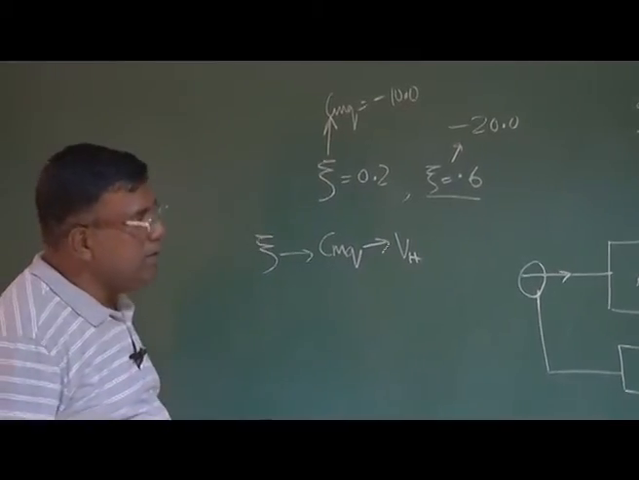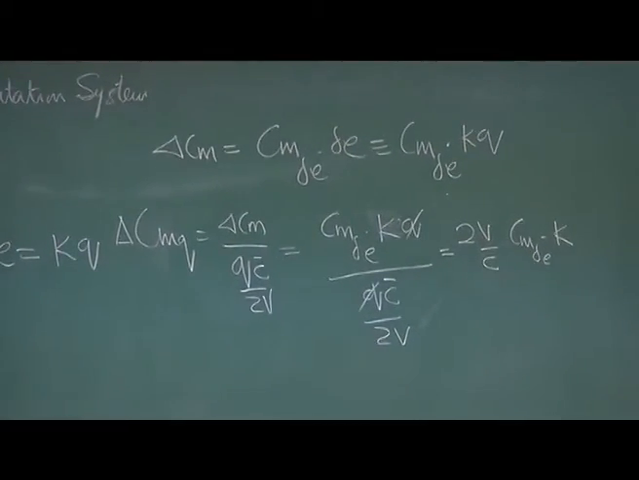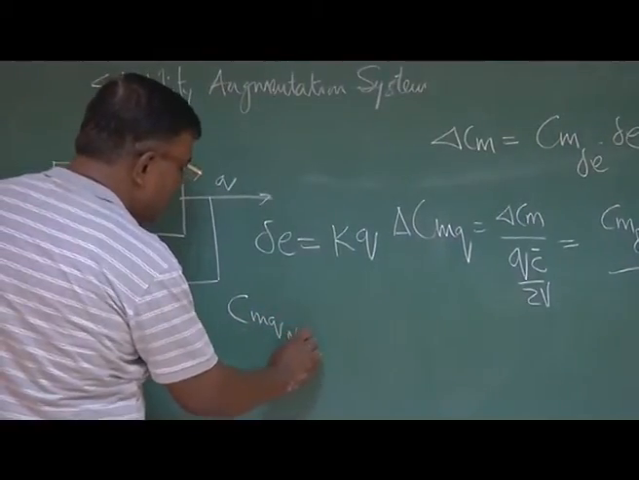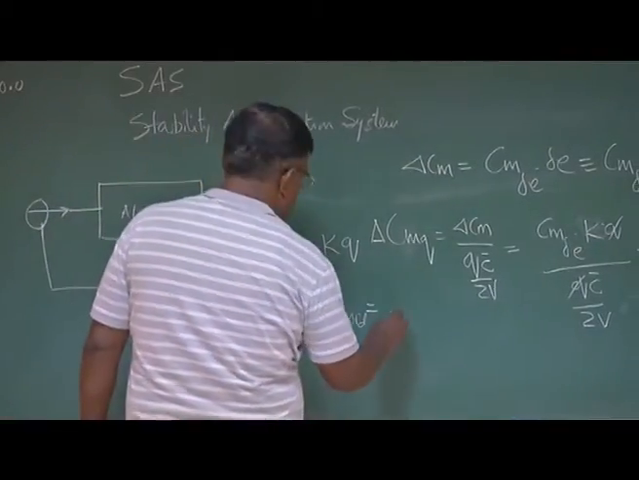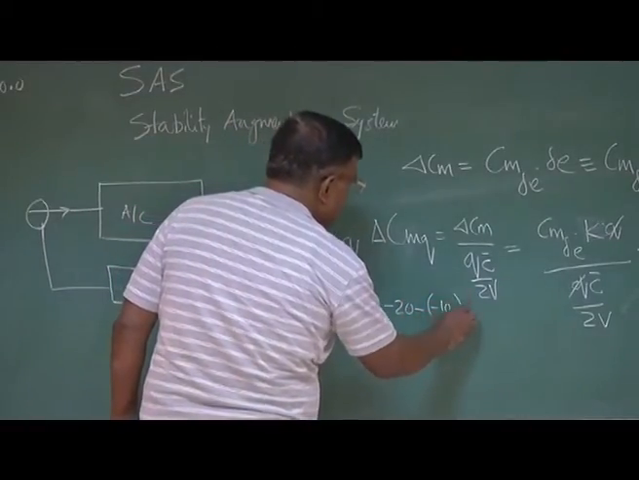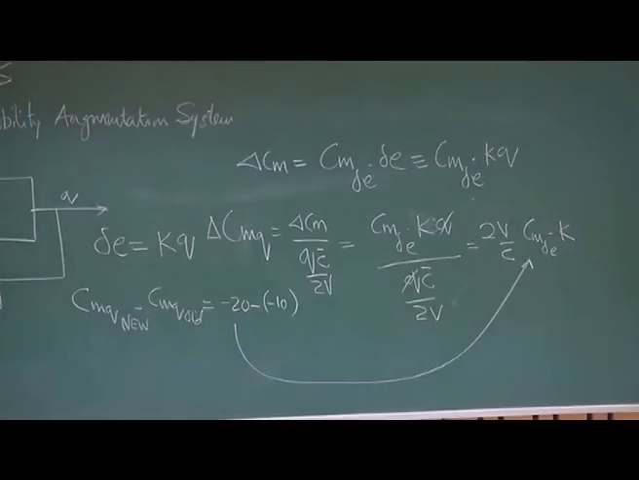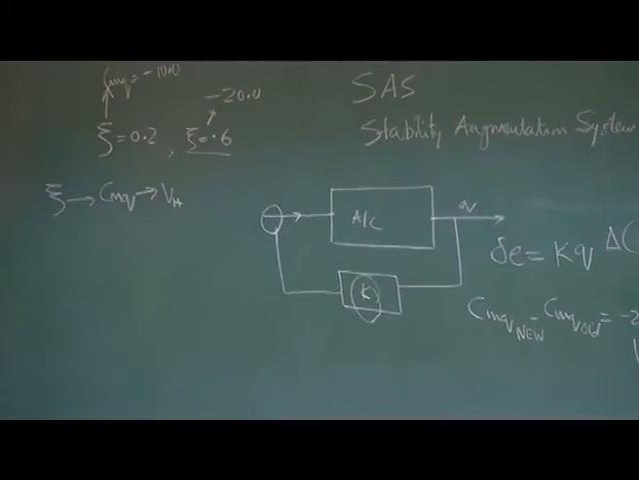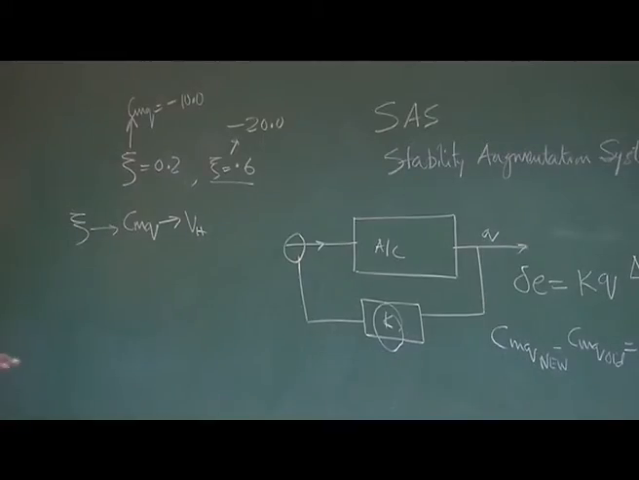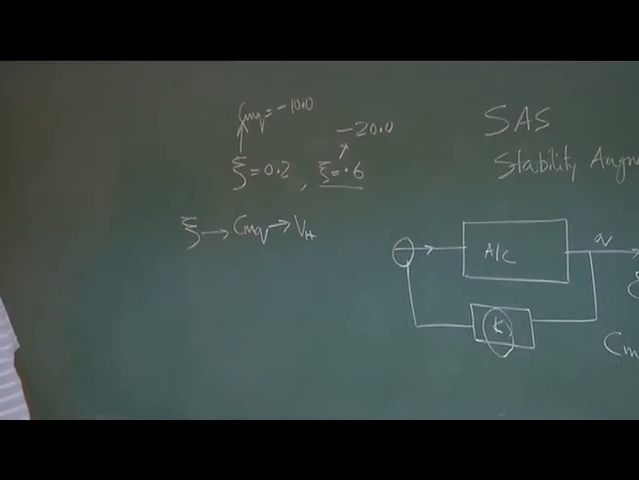So what is the procedure? The procedure is that this is typically delta CMQ. So CMQ new minus CMQ old is nothing but minus 20 minus minus 10. This should be equal to 2V by C bar Cm delta E into K. Cm delta E is fixed, velocity is fixed, C bar is fixed. So you have to alter the value of K. You can go on changing the value of K and get the desired online value of CMQ required to ensure zeta is 0.6. Right? So you could see how beautifully you can use SAS to change the damping ratio.